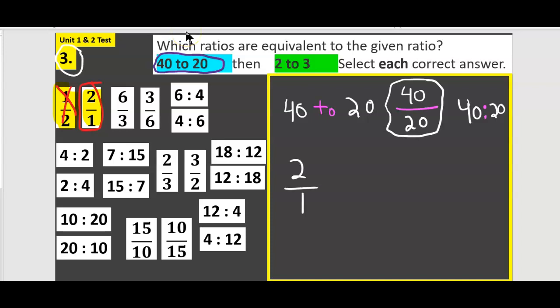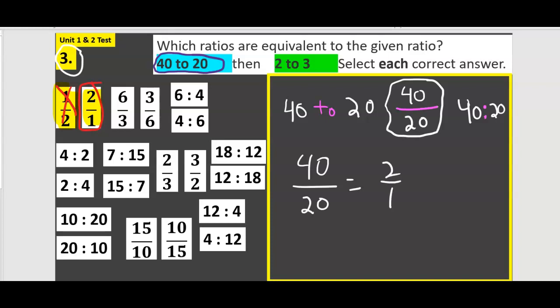2 over 1. Does that equal? Well, I think we started with the 40 last time, didn't we? Let's keep it consistent. Let's start with the 40 over 20. Does that equal 2 over 1?